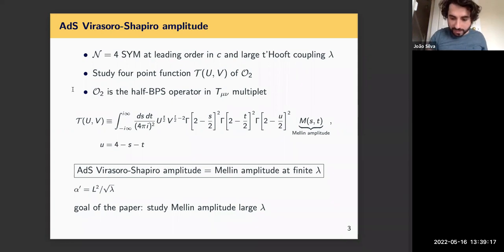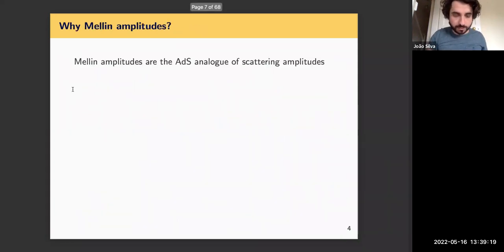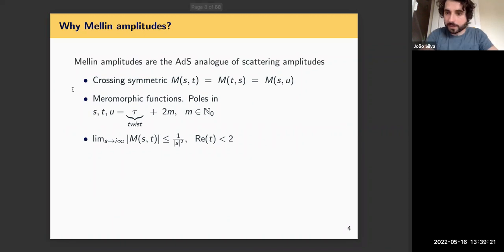Okay, so we will use Mellin amplitudes. Let me tell you something about this technique. Mellin amplitudes are the analog of tree-level scattering amplitudes for anti-de Sitter space. They have the following properties. They are crossing symmetric. Crossing symmetry is expressed by the fact that the Mellin amplitude stays the same when you interchange the Mellin variables in this way, just like for a scattering amplitude.